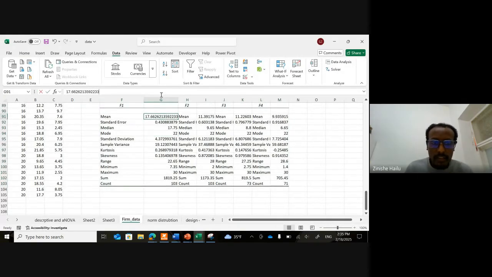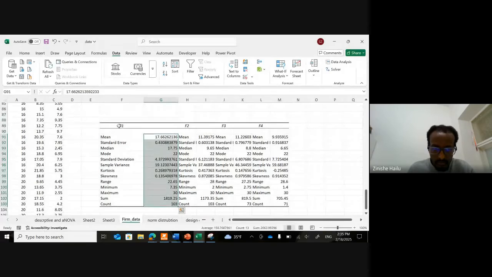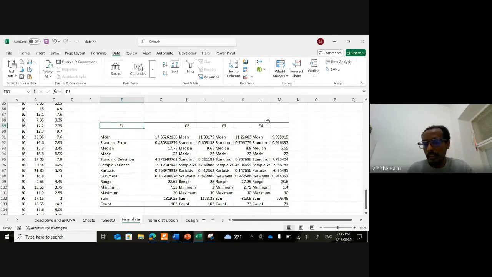Look, this one is the mean for F1, this is the standard error, this is the median, and this is the mode, standard deviation, skewness, kurtosis, range, minimum, maximum. So we have this for every treatment group, for example, those stored at 1, 5, 10, and 15.